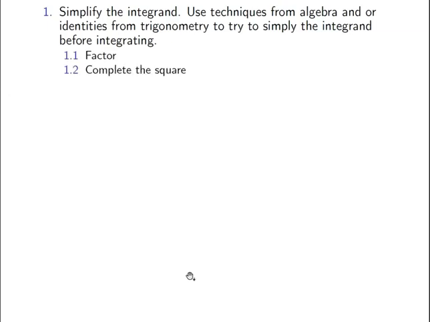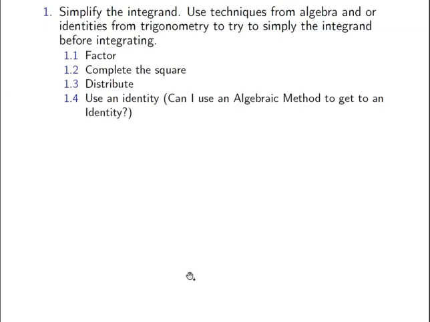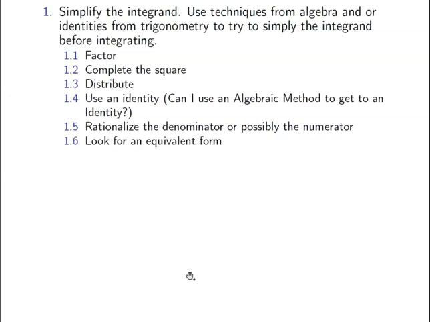We might need to factor. We might need to complete the square, which we've seen. We might need to distribute. We might need to factor out a fraction, right? You've seen me do that quite a few times to make things easier to deal with. We might have to use an identity. Can I use an algebraic method to simplify to an identity? Then I can substitute something in. I might have to rationalize the denominator, or I might have to rationalize the numerator. I might want to look for an equivalent form in the form of partial fraction decomposition. And so those are the algebraic ideas.